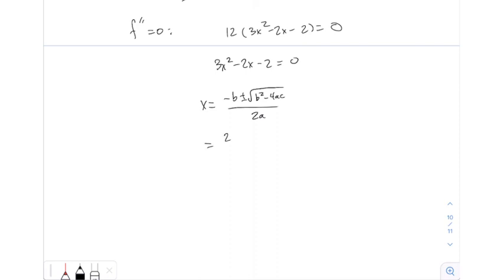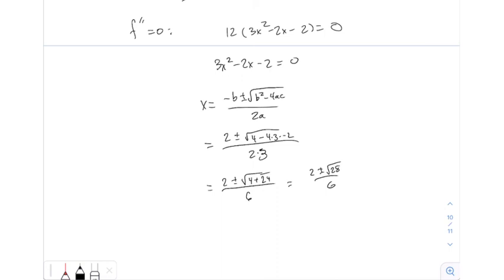Anyway, this is going to be 2 plus or minus the square root of negative 2 squared, which is 4, minus 4 times a, which is 3, times c, which is negative 2, all over 2 times 3. That would be 2 plus or minus the square root of 4 minus... I guess that's going to be a plus. 4 times 3 times 2 is 24, right? Over 6. So this is 2 plus or minus the square root of 28 over 6. And now it's clear why you can't factor, because that root 28 is not a nice number.